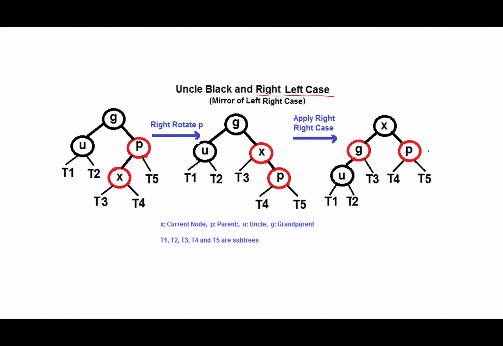The last case, RL case, is similar. For RL, we first rotate X between them, and do another rotation, left rotation, G becomes the left child of X, and the color of X is from red to black. The grandfather color is from black to red.